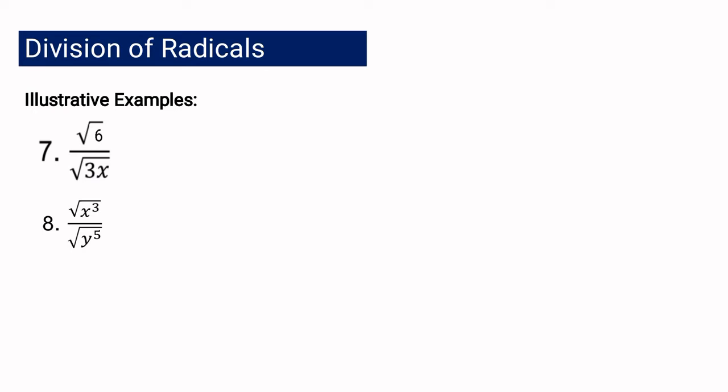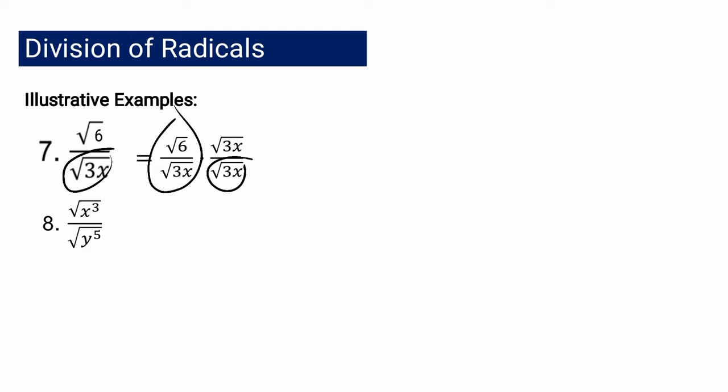Now, let us consider the next example. We have square root of 6 over square root of 3x. Take note, we have a radical sign in the denominator. So what we can do here is we can rationalize the denominator. So in here, you are going to multiply the whole expression by an expression that will make our denominator a perfect nth root so that we can eliminate the radical sign. So we are going to multiply it by square root of 3x over the square root of 3x.